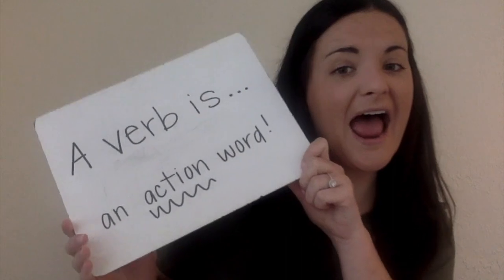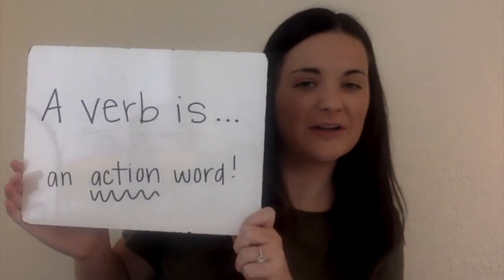Can you tell me what a verb is? A verb is an action word. Remember, a noun is a person, place, or thing. A verb is an action word. All right, let's get started on our writing.